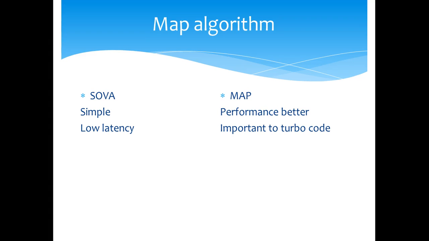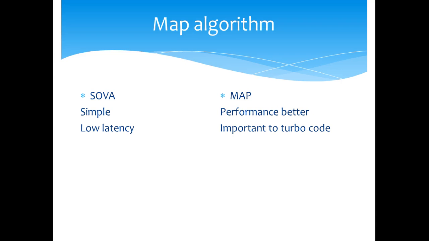In today's world, only 2 types of soft decision decoding algorithms are widely used. One is SOVA, the other is MAP. SOVA is spelled soft output Viterbi algorithm. It is really simple in structure, so it has really low latency, and it is used more in real-time applications. But the MAP, the maximum a posteriori algorithm, has much better performance.